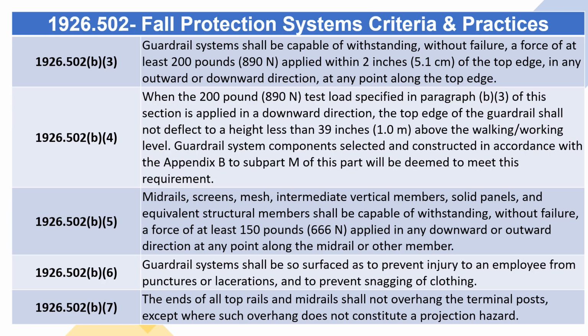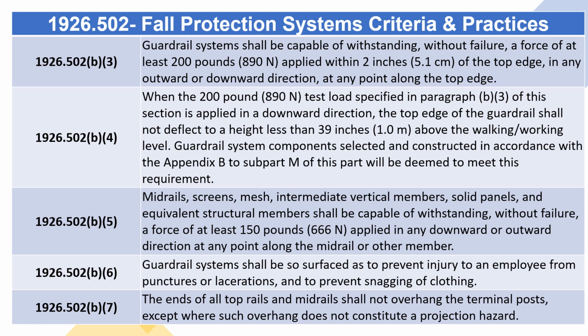1926.502(b)(3) Guardrail systems shall be capable of withstanding, without failure, a force of at least 200 pounds (890 newtons) applied within 2 inches (5.1 centimeters) of the top edge, in any outward or downward direction, at any point along the top edge.